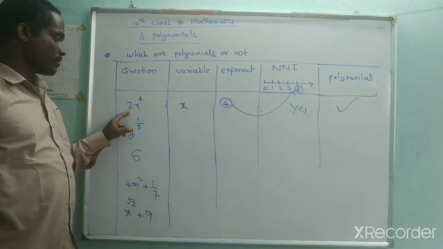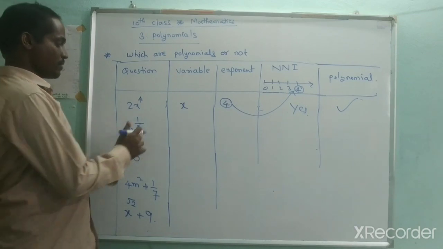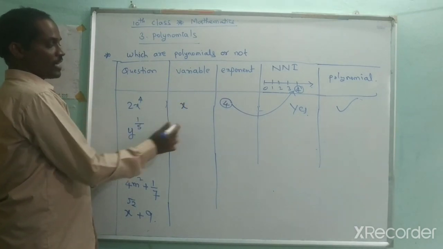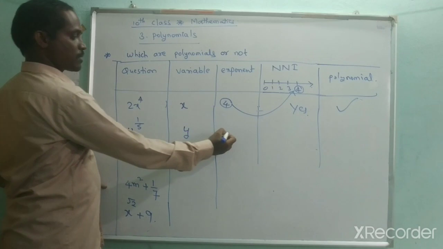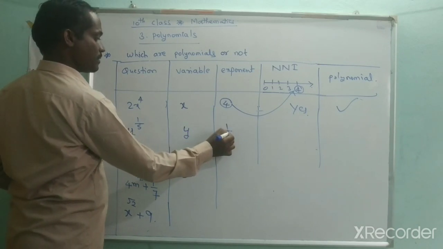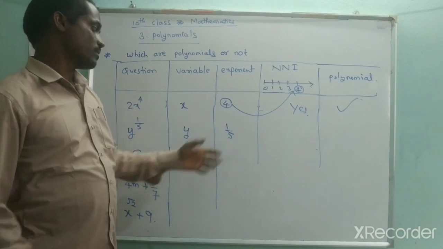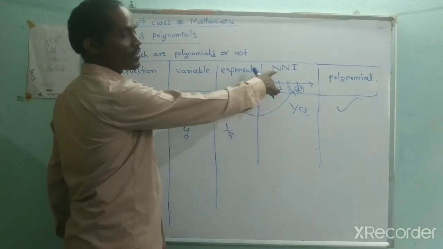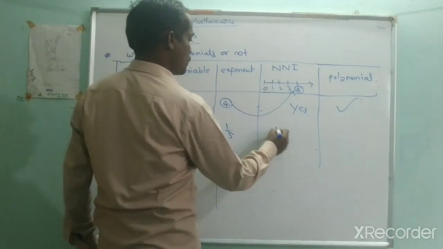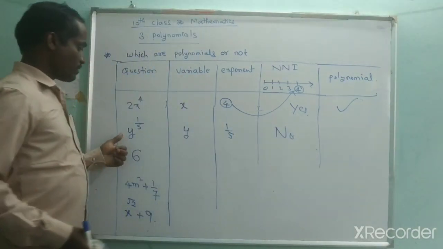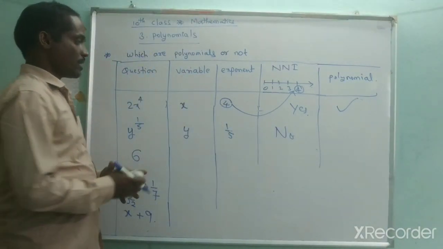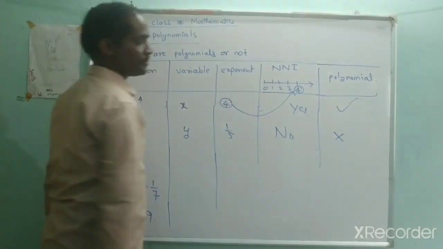Next, y power of 1 by 5. In this question the variable is y, the exponent is 1 by 5. So this is not an integer. So that's why it does not belong to non-negative integers. So this is no. So that's why y power of 1 by 5 is not a polynomial.